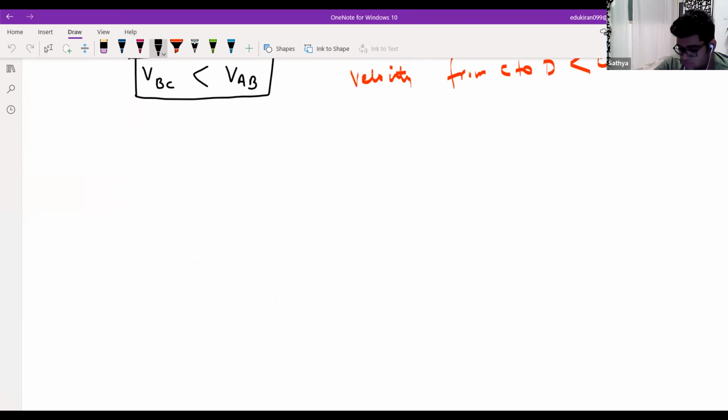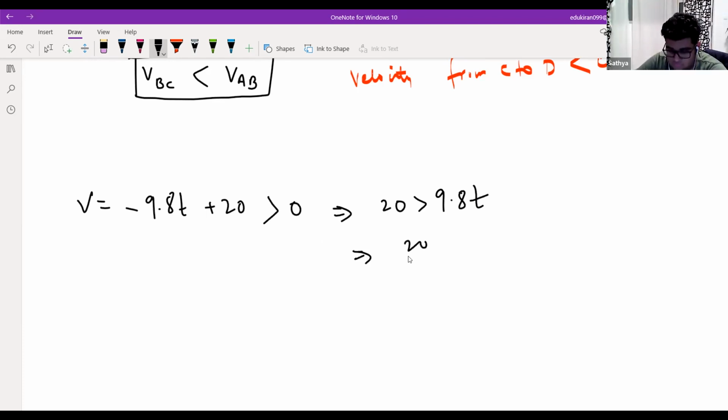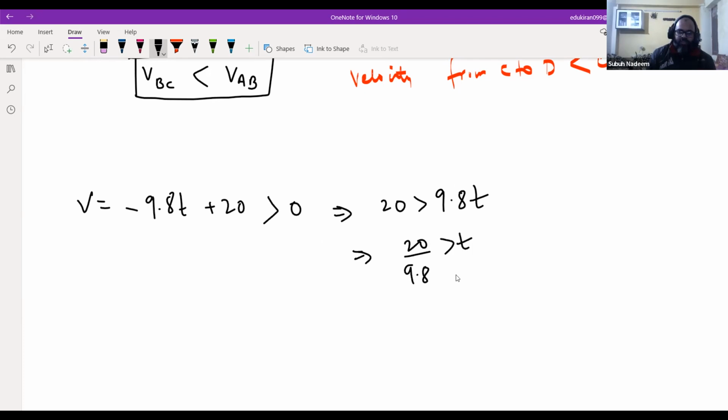Minus 9.8t plus 20. So this is the derivative of position. So what will it be? It will be velocity, right? Derivative of position is velocity. So they are asking when is it moving in the positive direction? When the velocity is greater than 0. So 20 is greater than 9.8t, you will say. So 20 by 9.8 is greater than t, or you can say t is less than 20 by 9.8.